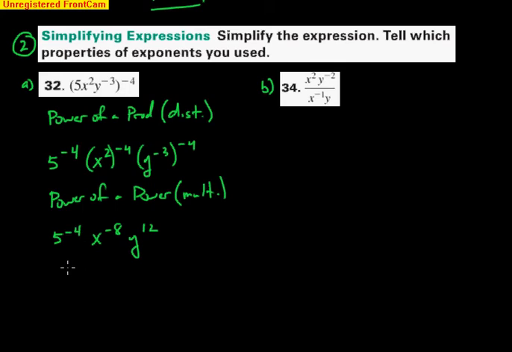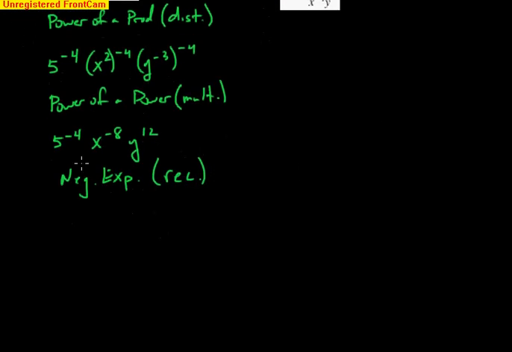Now, I see some negative exponents. And again, as we talked about, negative exponent means reciprocal. So they move. So I'm going to scroll this down. So this 5 is going to go in the denominator, and its exponent becomes positive. This x is going to go to a denominator, and its 8 becomes positive. This y, no negative exponent, stays on top.